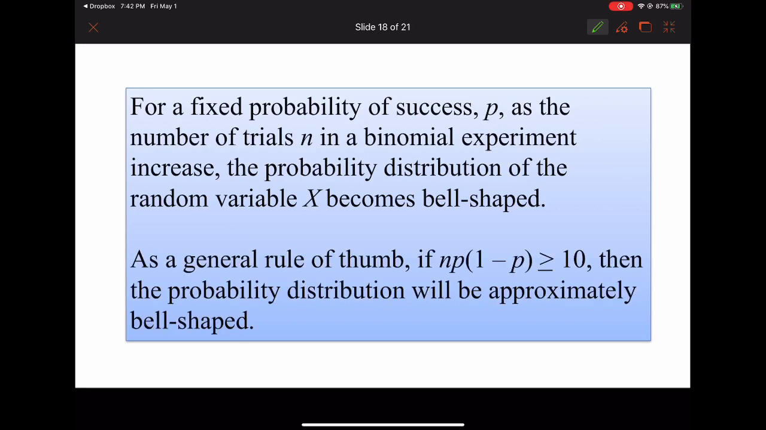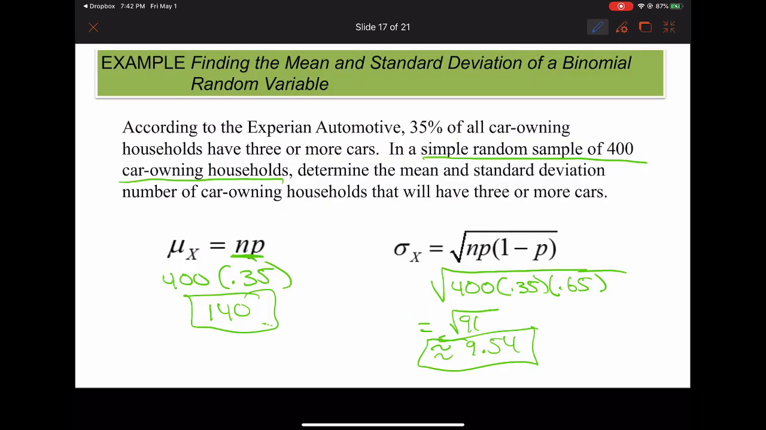As a general rule of thumb, and this is something we are going to be using a lot this term in other ways, a way that we can tell if a probability distribution is about bell-shaped, if it has a normal curve, if it is not skewed, we use np times 1 minus p. If that number is greater than 10, we can say that it is approximately bell-shaped, that it has a normal distribution. This is just the stuff that was underneath the square root in the standard deviation. So looking back here, np times 1 minus p was underneath my square root, so it ends up being 91 here.